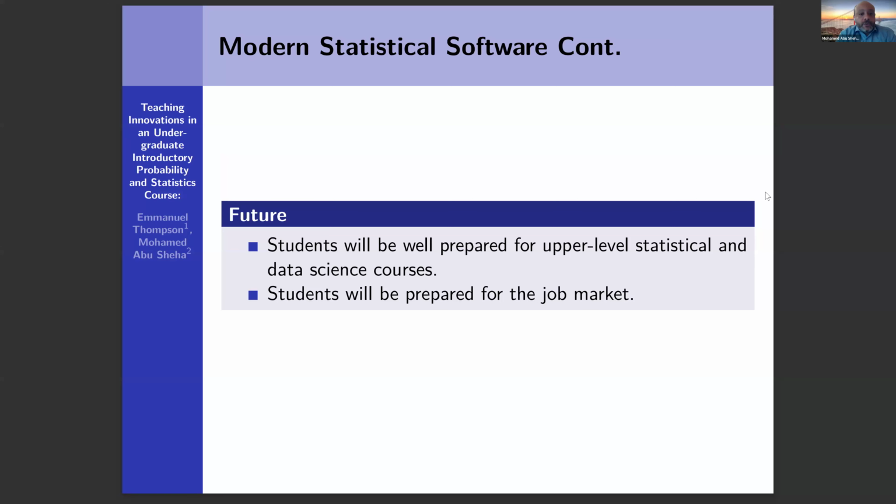For the future, students will be well prepared for the upper level statistical and data science courses. Students also will be prepared for the job market.